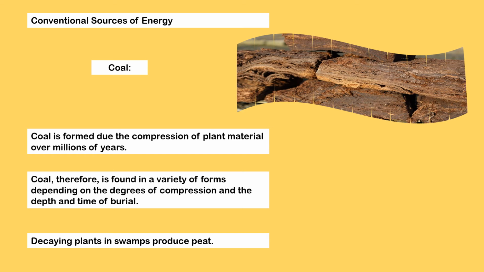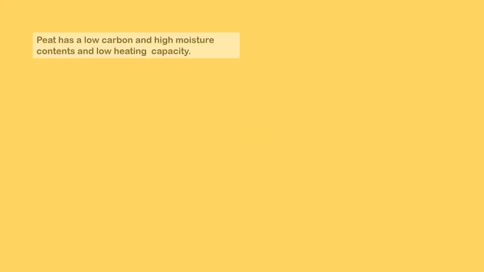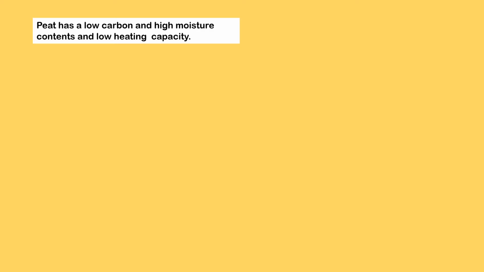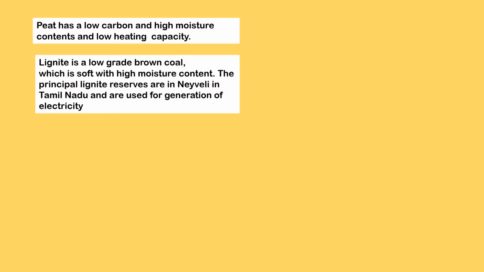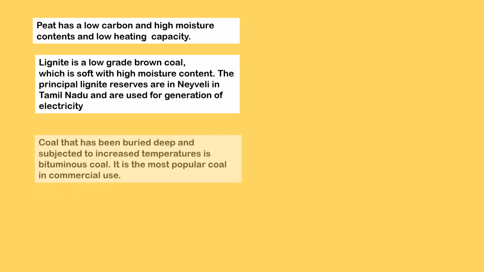Decaying plant in swamps produces peat. So I've shown the picture of peat, P-E-A-T. Peat has low carbon, high moisture content and low heating capacity. Lignite. It is a low-grade brown coal. We are learning about different forms of coal, which is soft with high moisture content. The principal lignite reserves are found in Neyveli in Tamil Nadu and are used for generation of electricity.